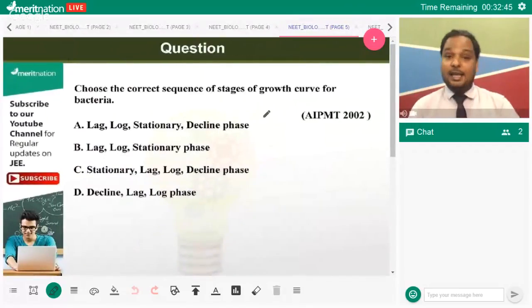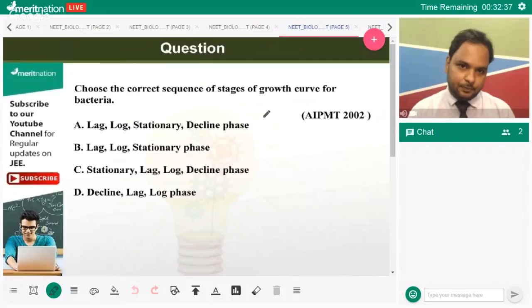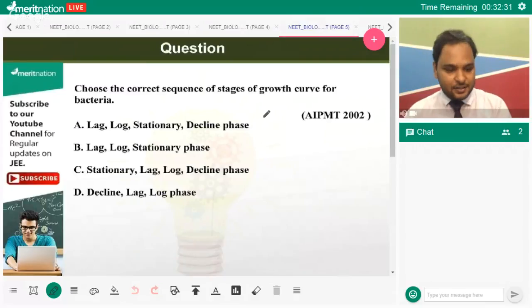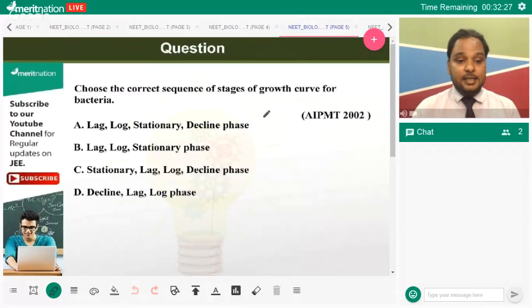Now, everyone, this is an interesting question. Choose the correct sequence of stages of the growth curve for bacteria. It has options: A, lag, log, stationary, decline phase; B, lag, log, stationary phase; C, stationary, lag, log, decline phase; and D, decline, log and lag phase. Now, please let me first go through this question.